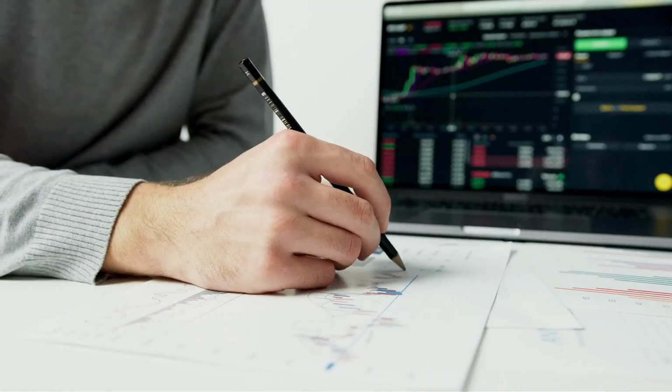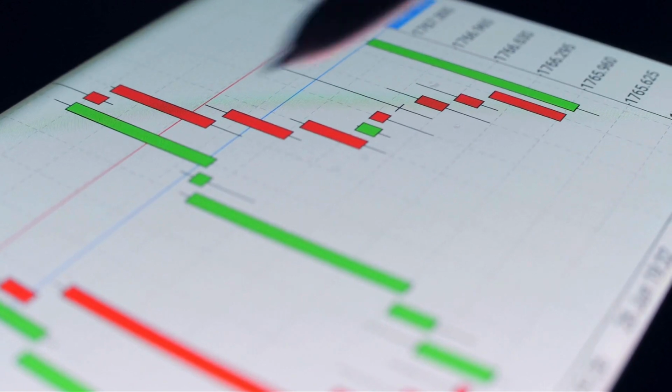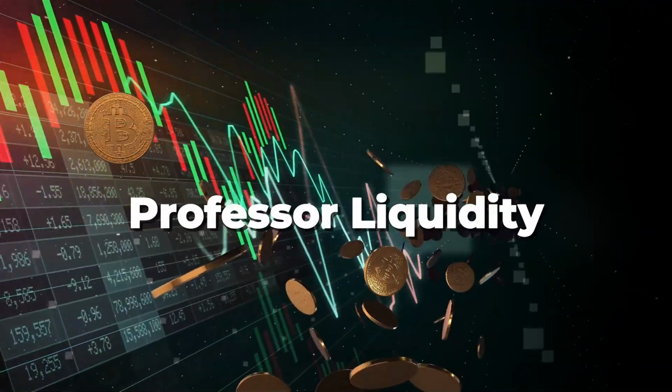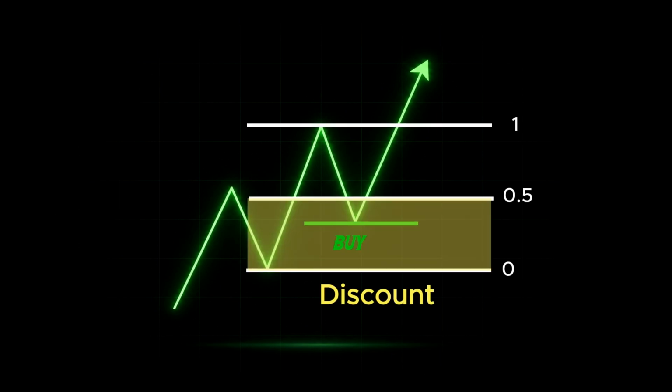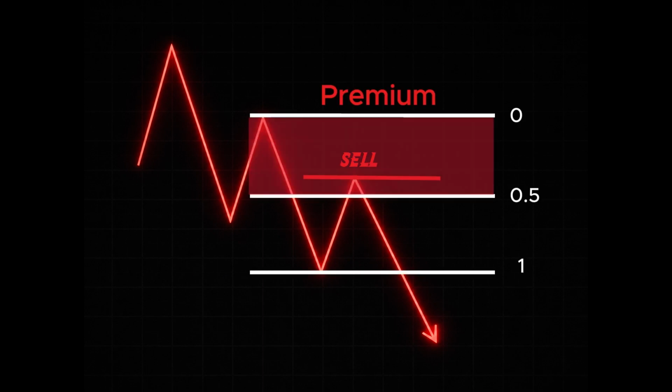Now let's get straight to the point. The discount and premium strategy is very simple. In a bullish market, we want to buy from discount. In a bearish market, we want to sell from premium. That is the whole idea.